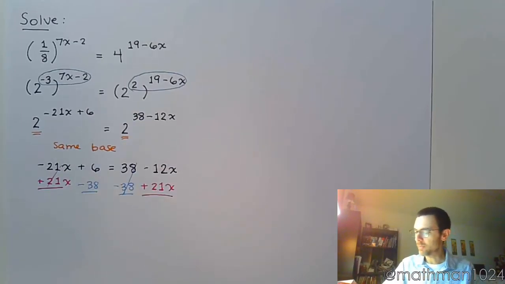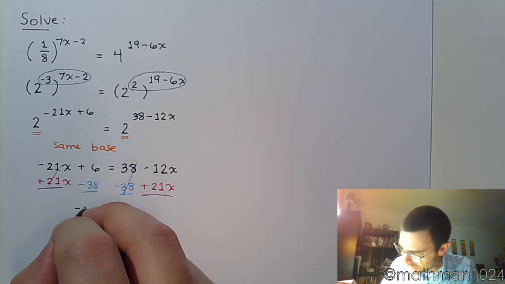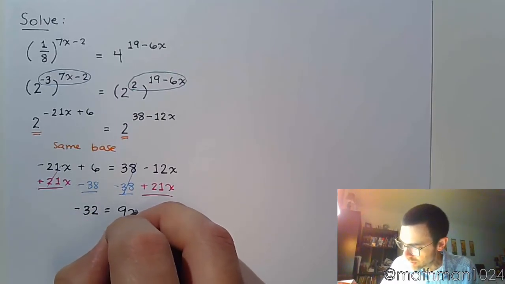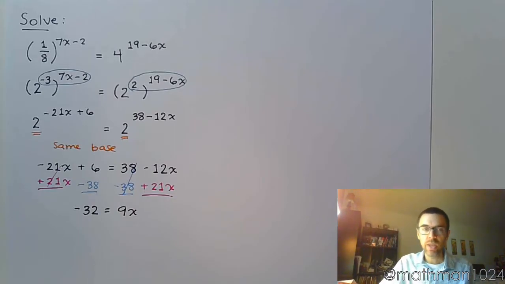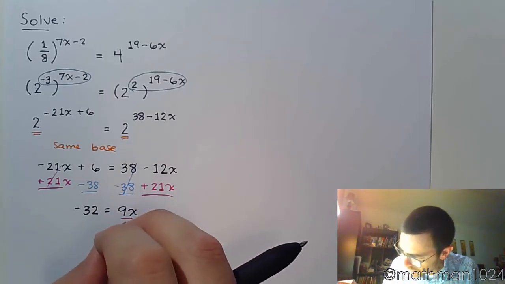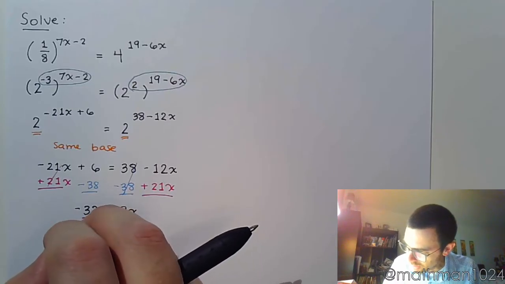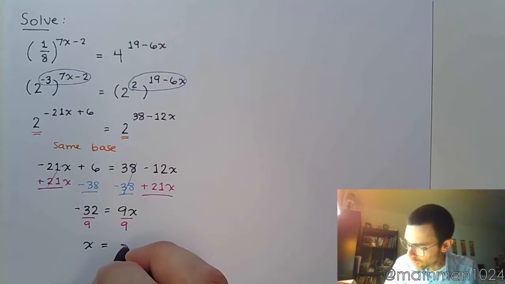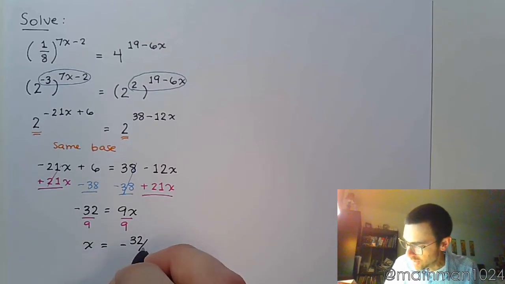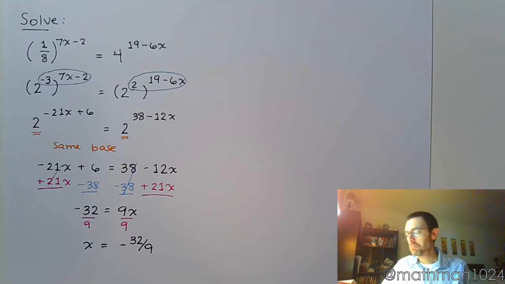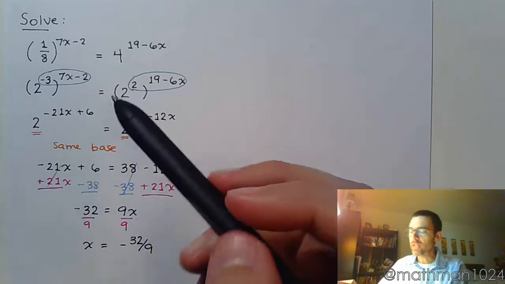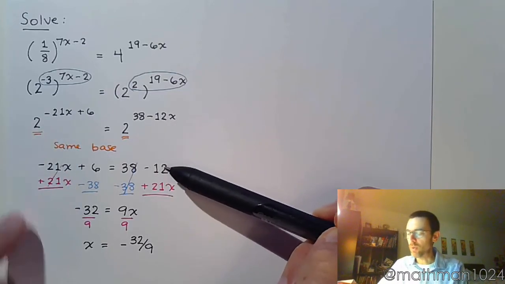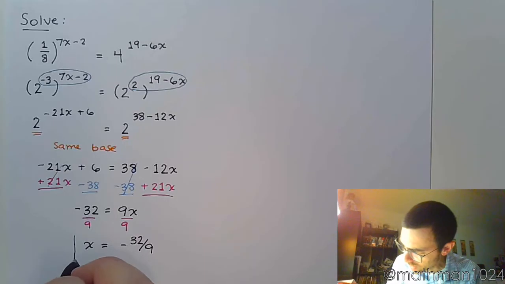Those guys go away. And so now I have negative 32 is equal to 9x. And it's just a simple little step here. Divide both sides by 9. And we have that x is equal to negative 32 over 9. So once you get these guys to have the same base, you can then equate their powers, and you have a nice linear equation to solve. And that's how a lot of these equations work.